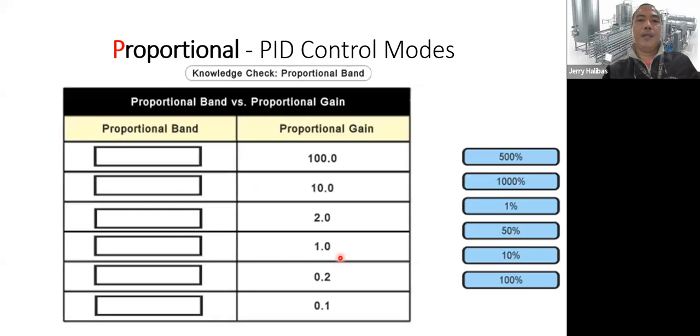Okay. So, it's a knowledge check. What will I put here first, if I have a proportional gain, or KP, equal to 100? What do I put here? Very good, very good. 1%. How about this one?